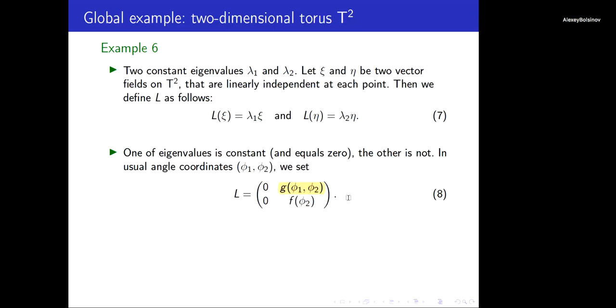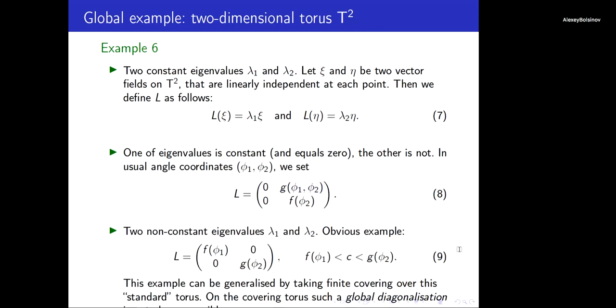So once again, I repeat, further simplifications are possible, but it is not obvious how to do it. No, but this is definitely a Nijenhuis operator, and this is just a diagonal form where the first eigenvalue depends on phi one, the first angle variable, and the second depends on phi two, the second angle variable.